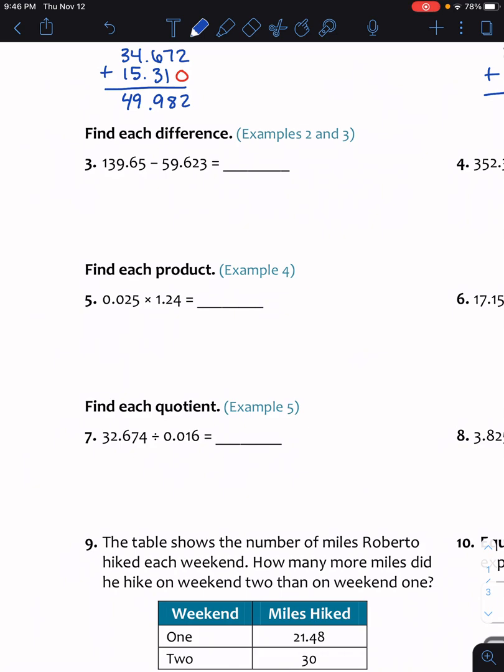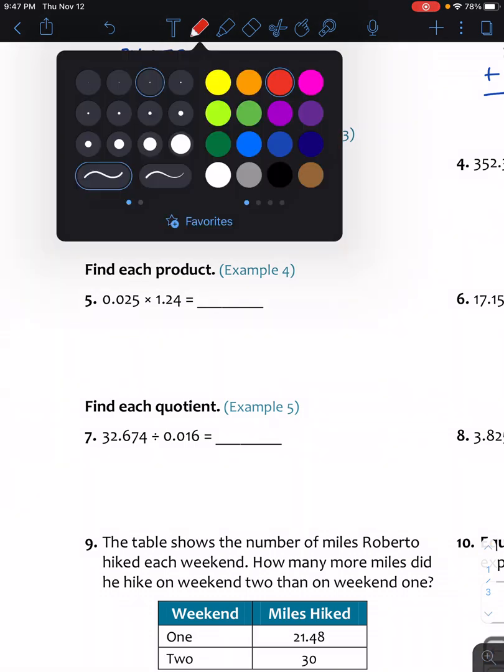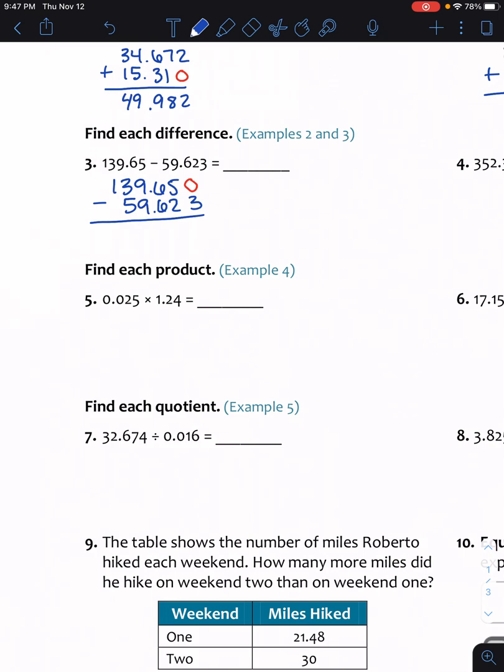Number 3 is subtraction, so 139.65 minus 59.623. Because the top one has fewer digits, I'm going to add that filler 0 for subtraction for sure. Here I'm going to borrow from the 5, so 10 minus 3 is 7, 4 minus 2 is 2, 6 minus 6 is 0, 9 minus 9 is 0. And 13 minus 5 is 8.